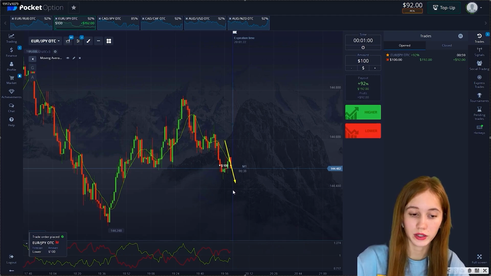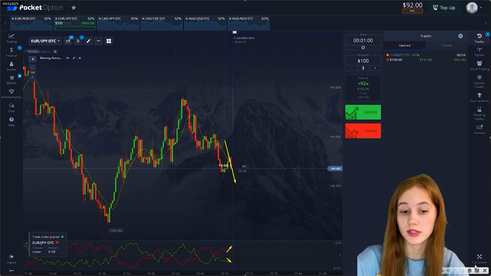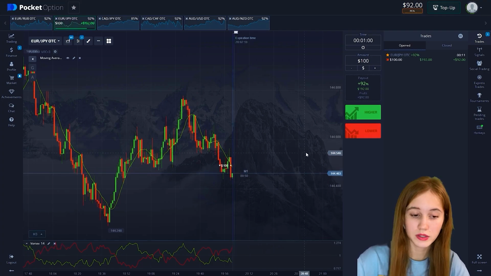We also crossed again after a bit of growth. For Vortex, we see the same situation. Our red line is directed upward and the green one is directed downward. It also means that the downward trend is predominant.